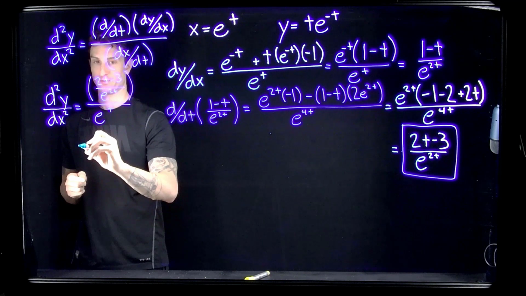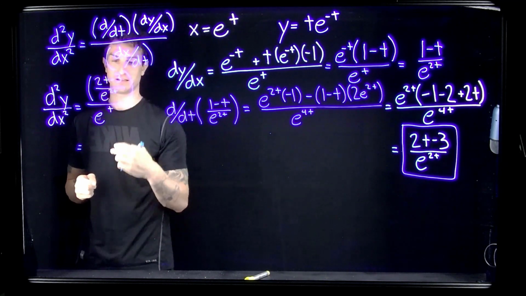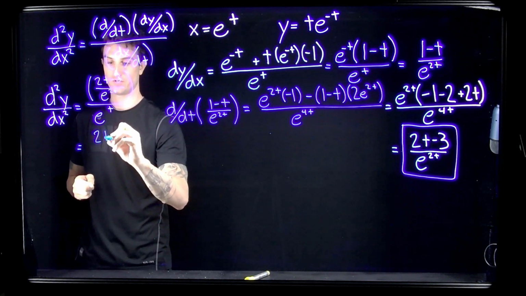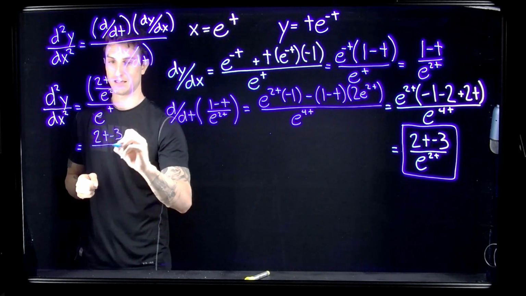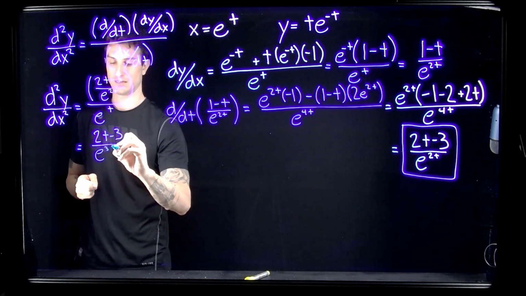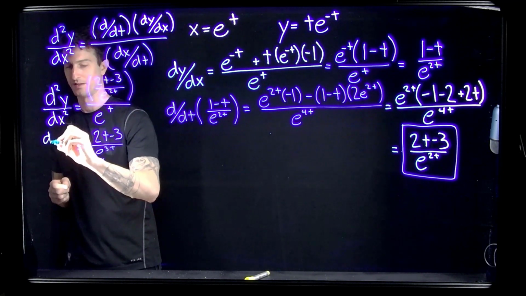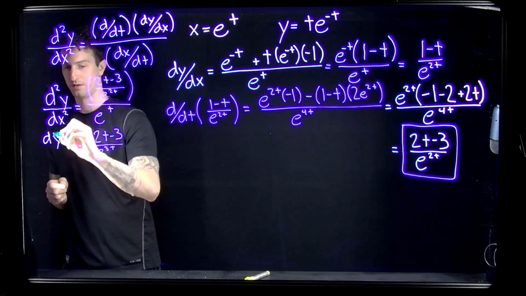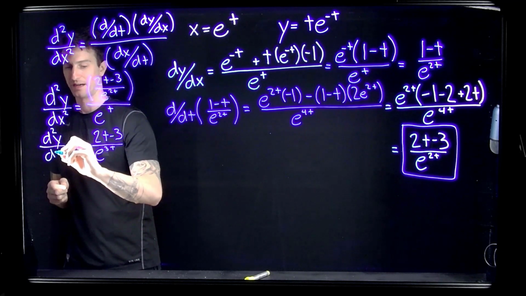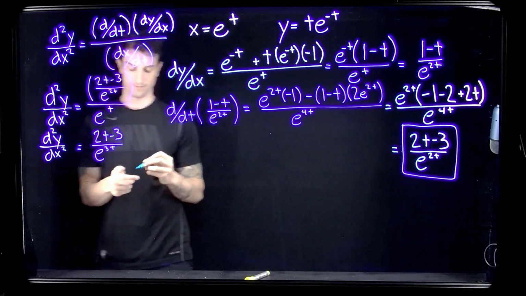So, upon simplifying, right, this e to the t just flips into the denominator. We have 2t minus 3 over e to the 3t. Right, so that is our second derivative.